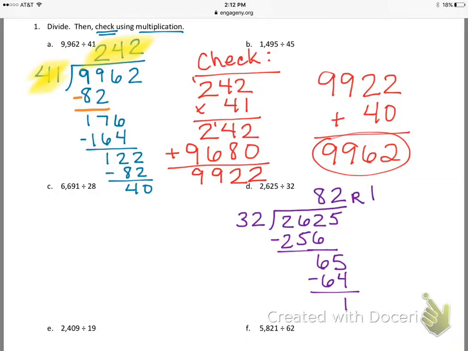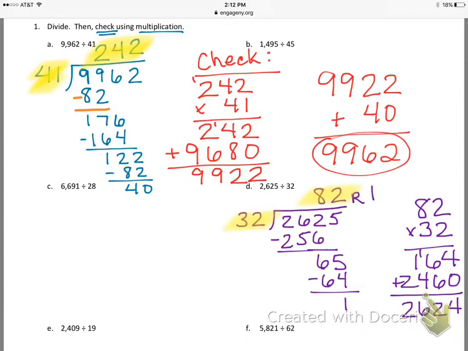And of course, I'm going to check that by multiplying my quotient by my divisor. Before I add in my remainder, I have 2,624. So now I'll add in my remainder of 1. Hopefully I'll get my whole number that I started with, 2,625. Voila! All done with A and D.